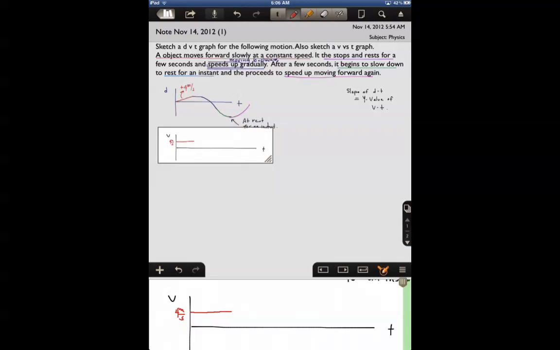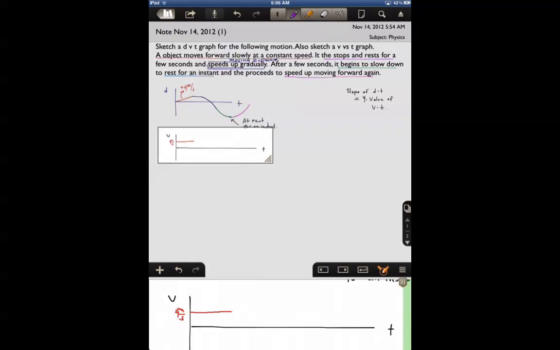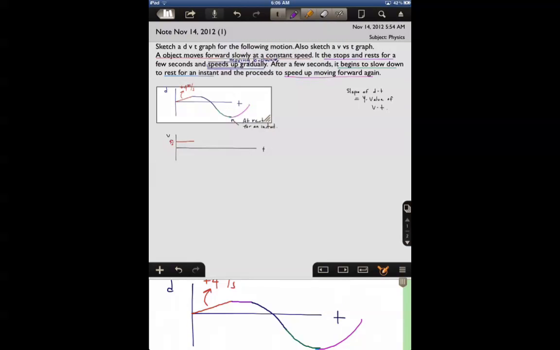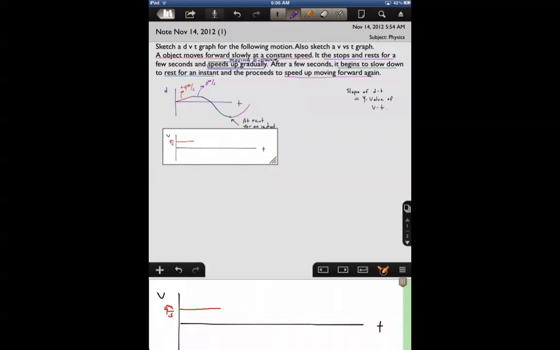So continuing with this, the slope of the purple section there is 0 because the object was at rest. So that means the slope of this next stretch is 0 on the dt, so the value on the vt is 0.